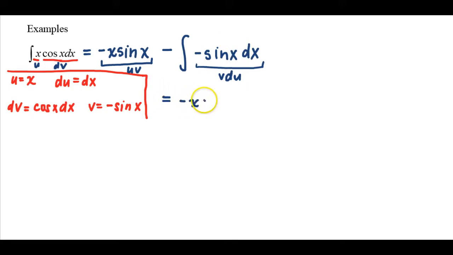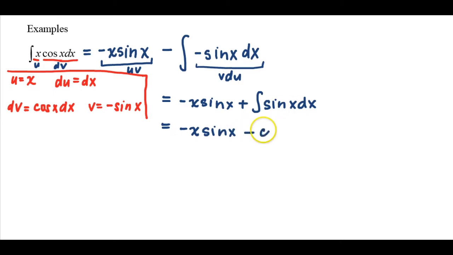So I have negative x sine x. Now these negatives become positive, so I can pull out the negative in this one. So this would be plus the integral of sine x dx. So now the integral of sine x dx, so I still have to bring down negative x sine x, and the integral of sine x is negative cosine x. And since this was an indefinite integral, we're going to include our plus c. So this is my answer.